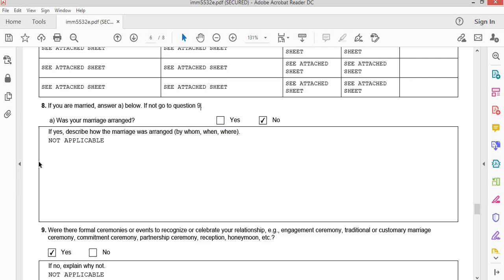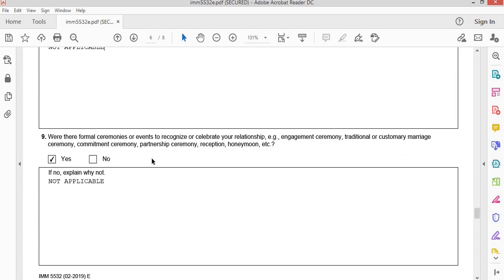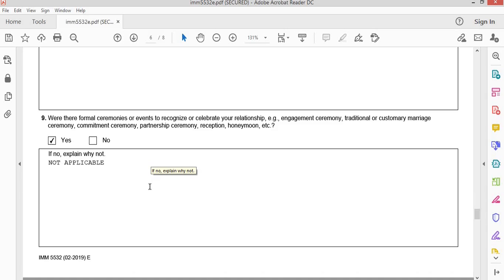But if it is yes, you have to provide this information here. Describe how the marriage was arranged, by whom, when, where. You can provide all those details. Next question is, were there formal ceremonies or events to recognize or celebrate your relationship? For example, engagement ceremony, traditional or customary marriage ceremony, commitment ceremony, partnership ceremony, reception, honeymoon, etc. So if the answer to this question is yes, you can mark it as yes. If not, then say no.